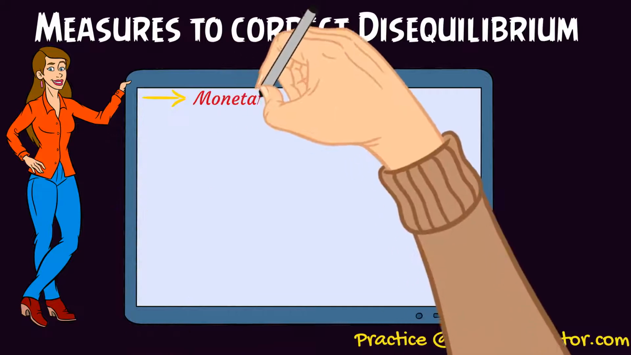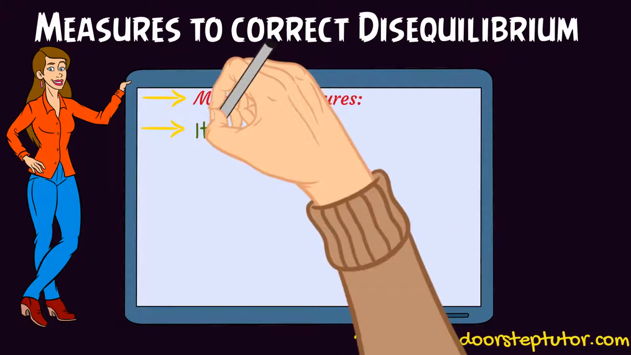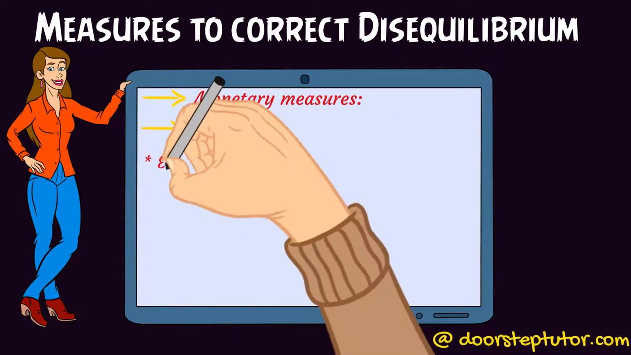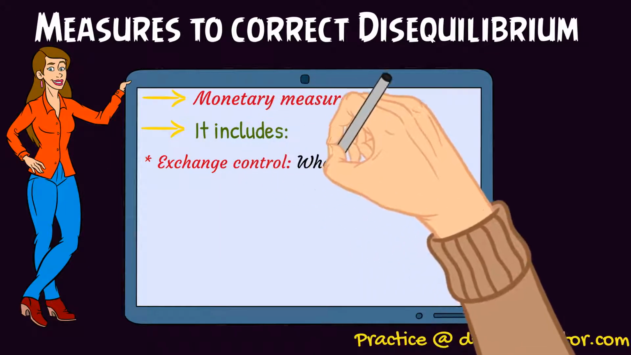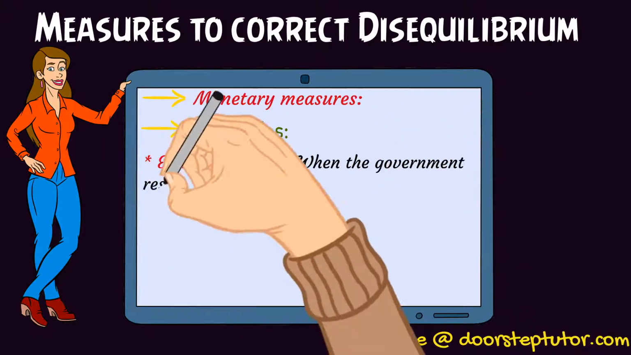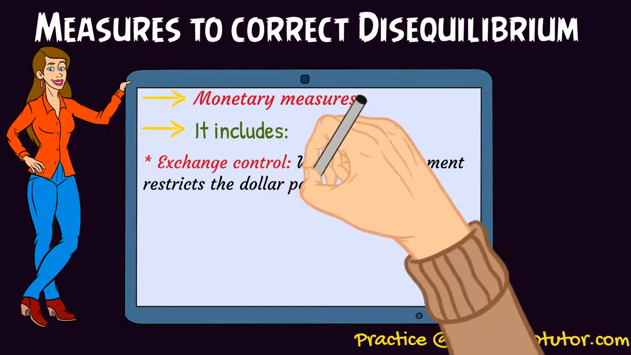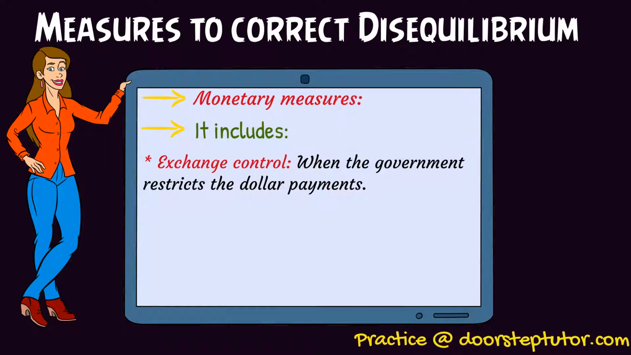The first is the monetary measures, okay. Monetary measures include basically exchange control. You can restrict the dollars that are given to people, okay. See, if let's say I want certain dollars, the government will put a limit on how many dollars you can take, simply, okay. Then the other one is deflation.